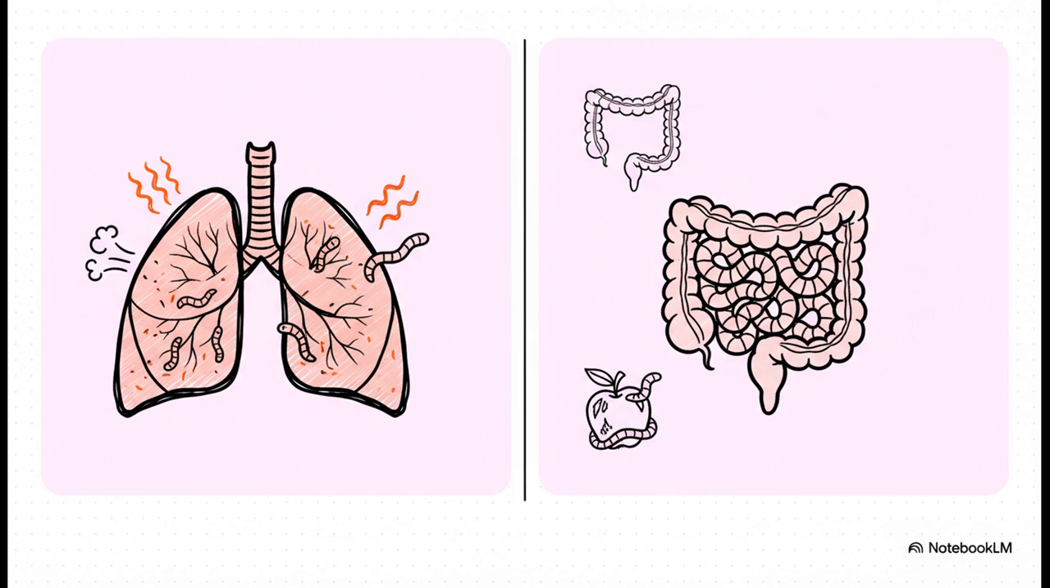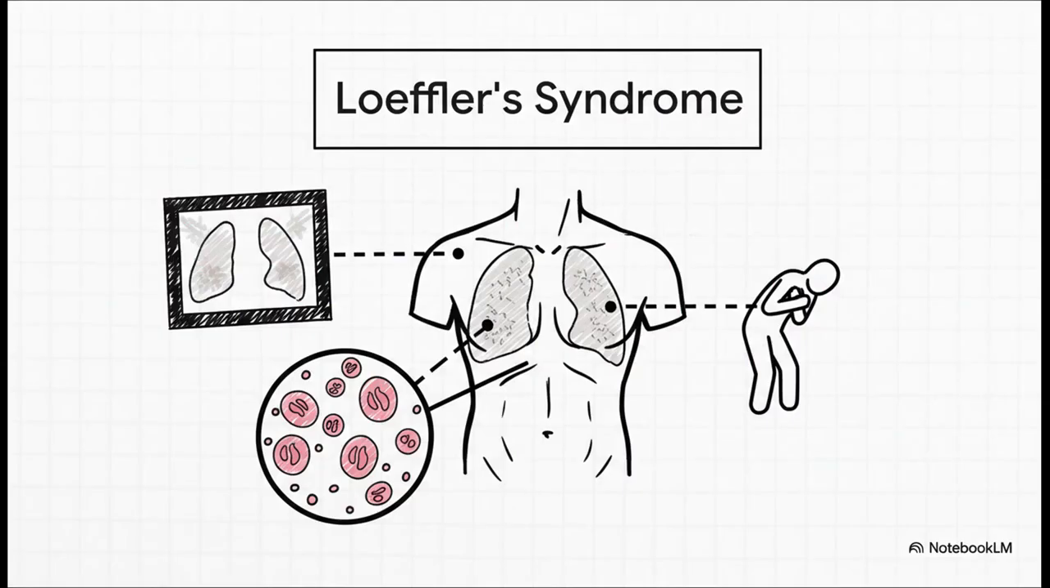Or individual worms might go exploring, we sometimes call it wanderlust, and that can cause serious issues like blocking the bile duct. And that brings us to an exam favorite, Loeffler syndrome. This is a kind of pneumonia where you see a big spike in eosinophils, a type of white blood cell, all thanks to those migrating larvae.